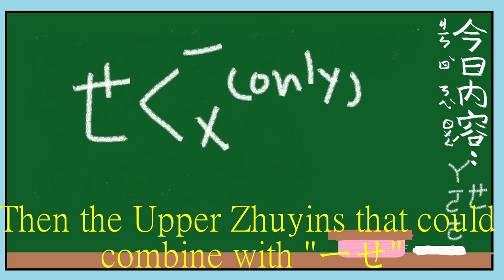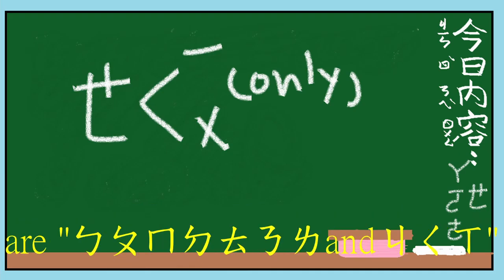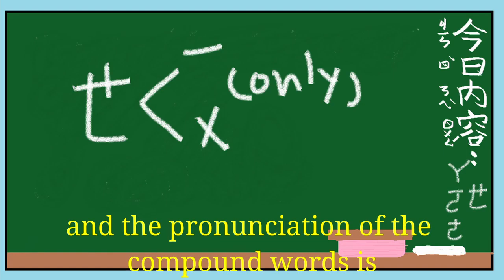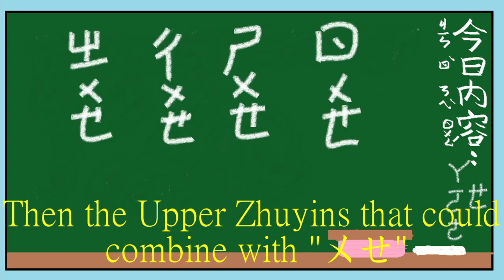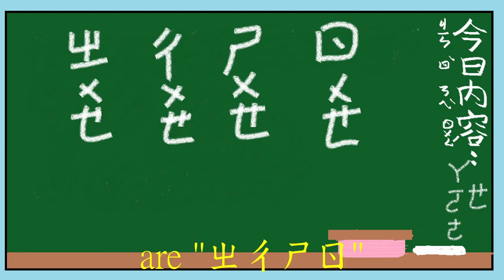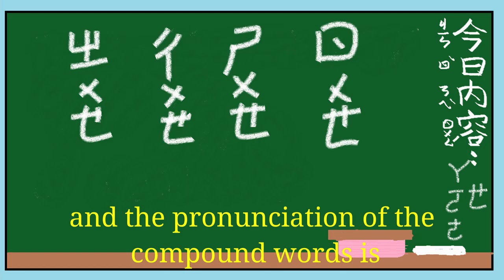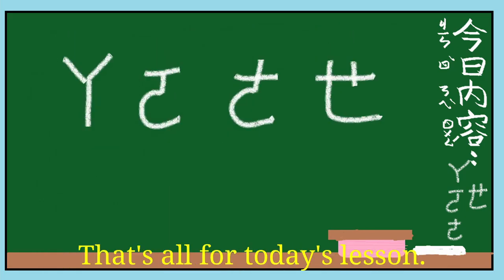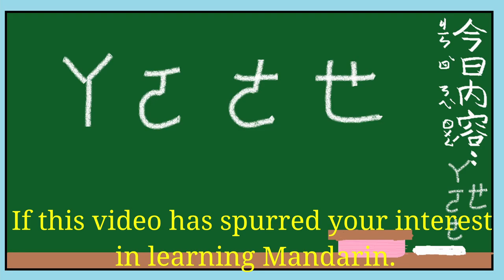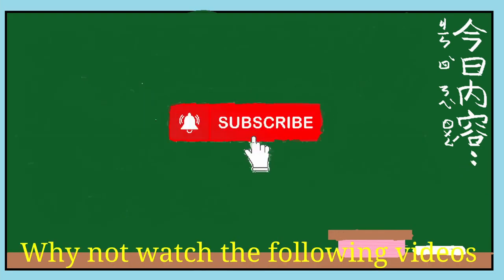Since ê is a unique vowel zooming that could only cooperate with i or u to combine with the upper zooming. Then the upper zooming that could combine with i, ê are b, p, m, d, t, n, l, and j, q, x. The pronunciation of the compound words is bie, pie, mie, die, tie, nie, lie, and jie, qie, and xie. Then the upper zooming that could combine with u, ê are z, c, s, r. And the pronunciation of the compound words is zui, chui, shui, and rui.